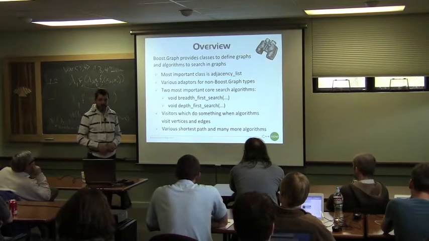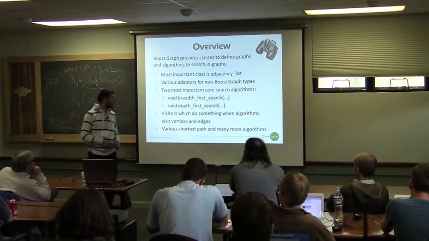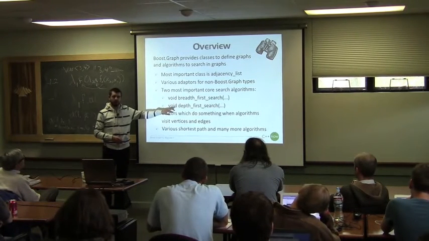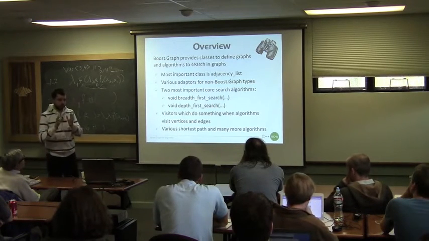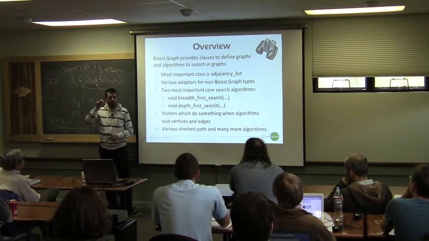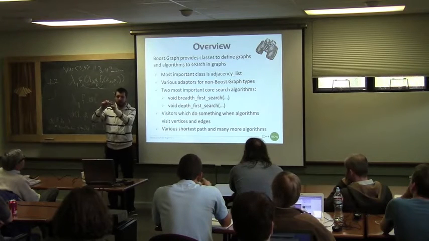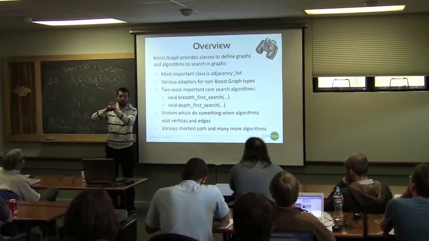Then, more important are the algorithms, and there are two core search algorithms. They are called breadth-first search and depth-first search. I'm not sure whether I have to explain much what these algorithms do. To give you a brief idea, the breadth-first search algorithm starts at a certain vertex, at a certain point in a graph, and visits all the vertices next to it. Then it gets to the next outer ring and visits those next to it.